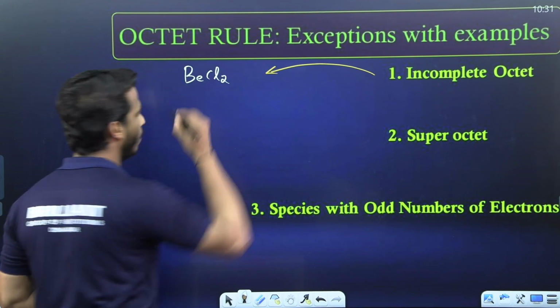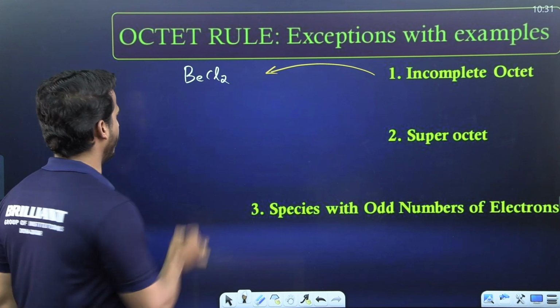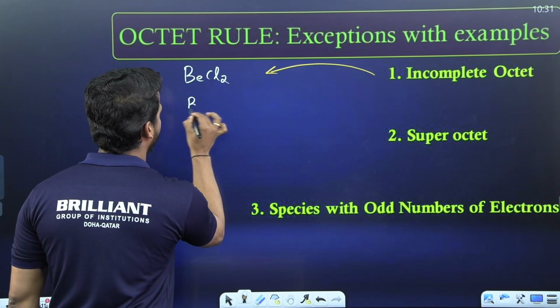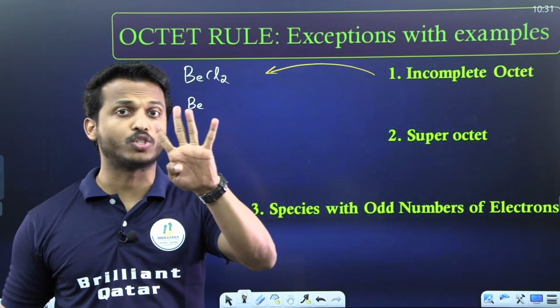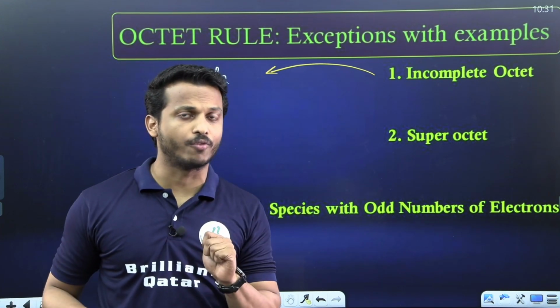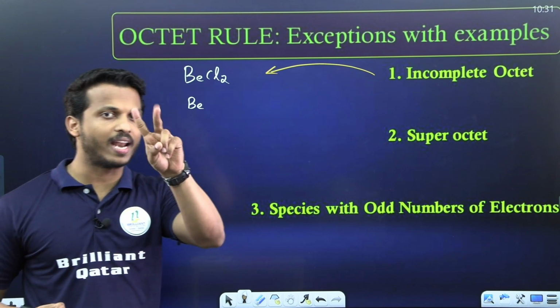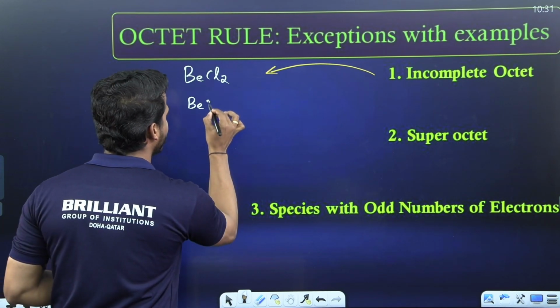BeCl2, beryllium chloride. Beryllium is the central atom here. You know, hydrogen, helium, lithium, beryllium. Beryllium has atomic number 4. So what is its electronic configuration? 2, 2. So beryllium has 2 valence electrons.